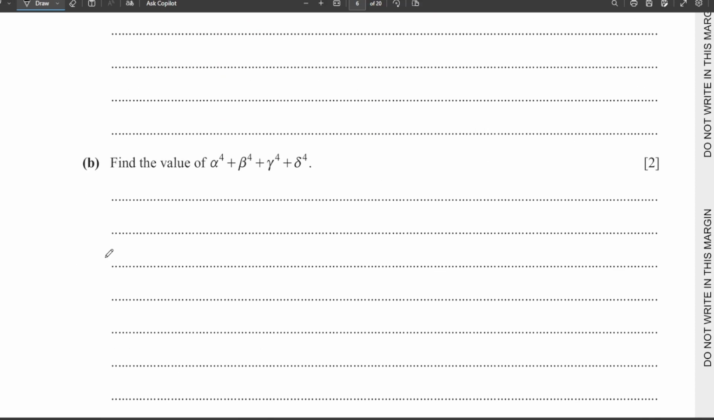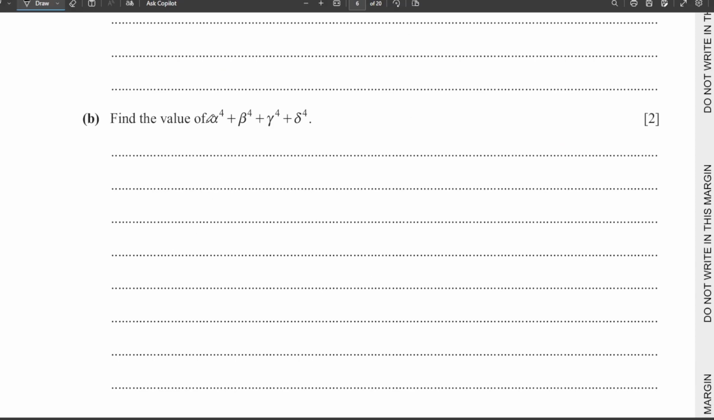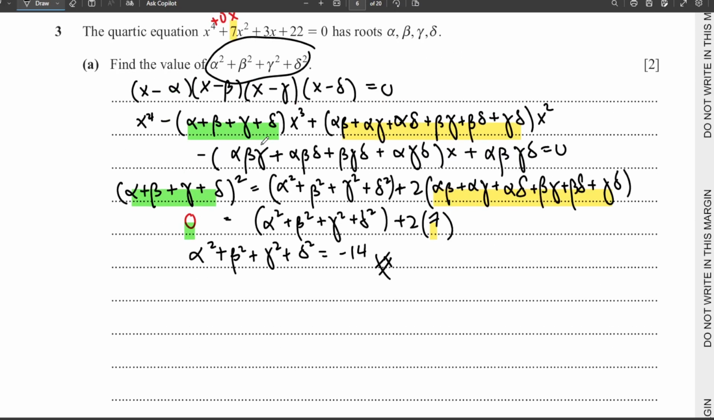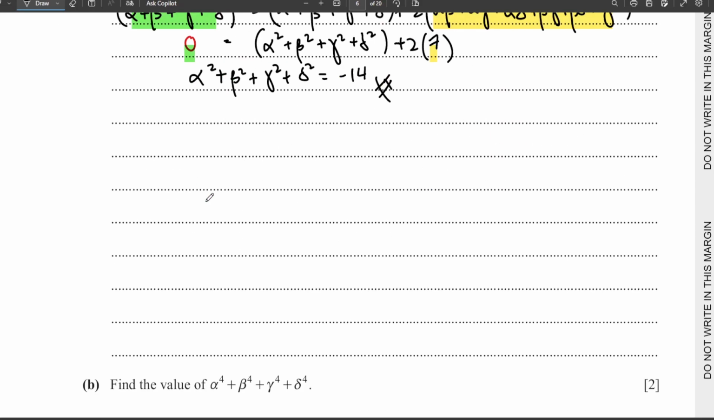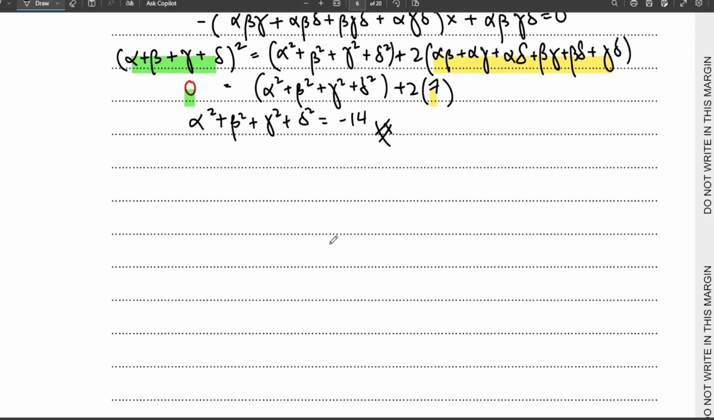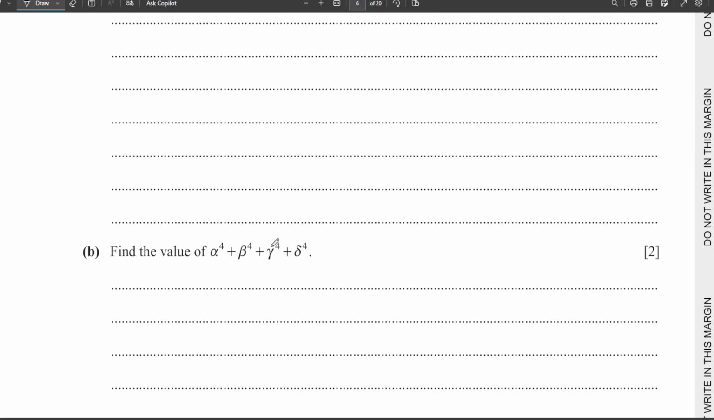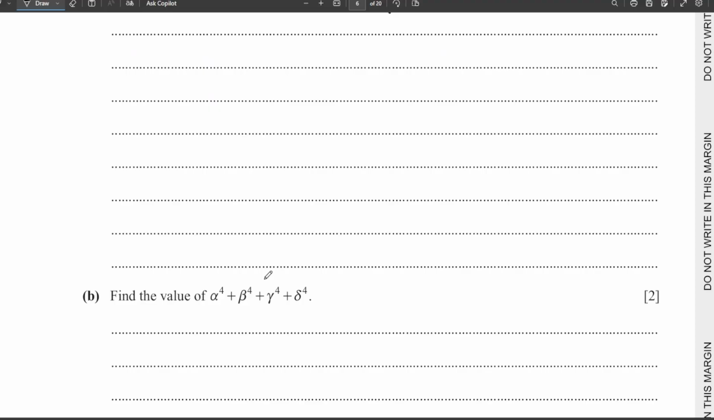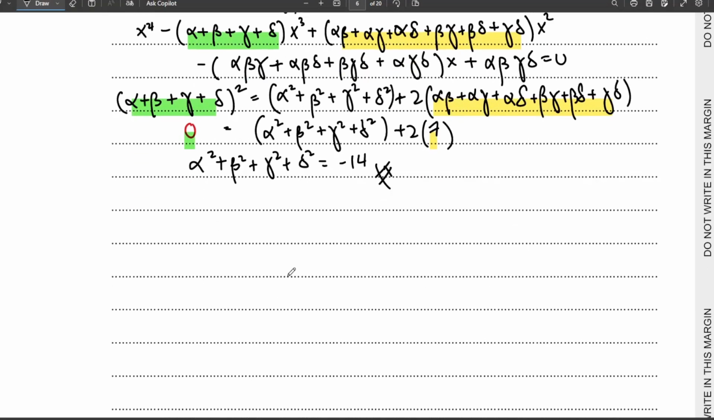Moving on to part B. Now we want to find the sum of the powers of 4. Unlike the sum of squares or sum of cubes, we do not have a formula for this that you have been taught. I believe you have not been taught any formula for the sum of powers of 4. So how do we find this?